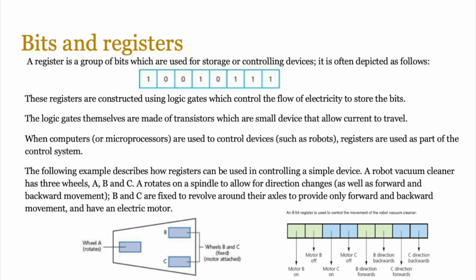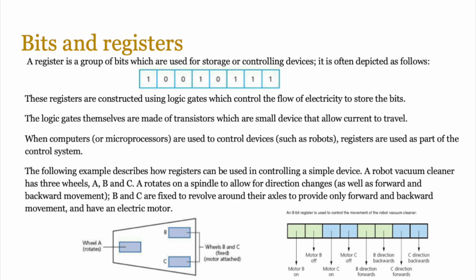When computers or microprocessors are used to control devices such as robots, registers are used as part of the control system. So our robot has two wheels which are driven by motors B and C, and the wheel A rotates freely. So these motors B and C can be controlled. So the first bit can turn the motor on, the second bit can turn the motor off. And similarly, we can turn motor C on and off. The other four bits control the direction the motor spins, either forwards or backwards. And through combinations of ones and zeros, we can turn a particular motor on, we can set the direction of the wheel, and the robot can turn or move forward or backwards and so on.